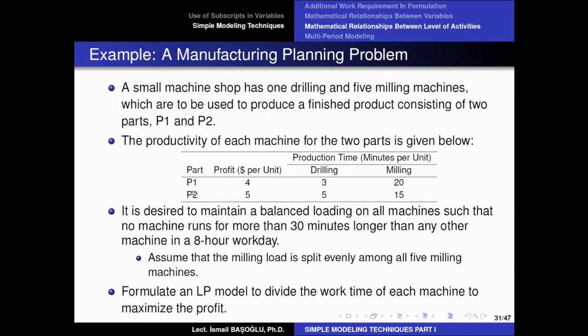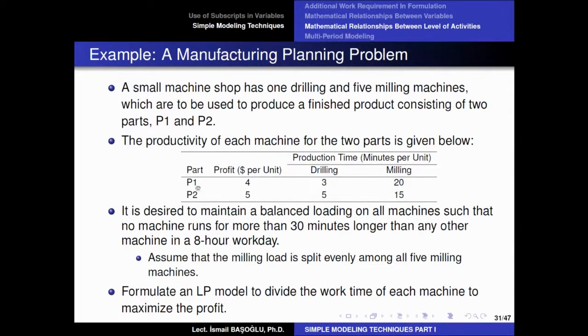Remember, we were manufacturing two parts. These parts are basically sub-assemblies of a finished product. And the profit that we were acquiring from each part was $4 and $5 for each manufactured part. For P1 and P2, we are respectively collecting a $4 and $5 profit per unit. Now, we have said that both of these parts need to go through two processes, drilling and milling.